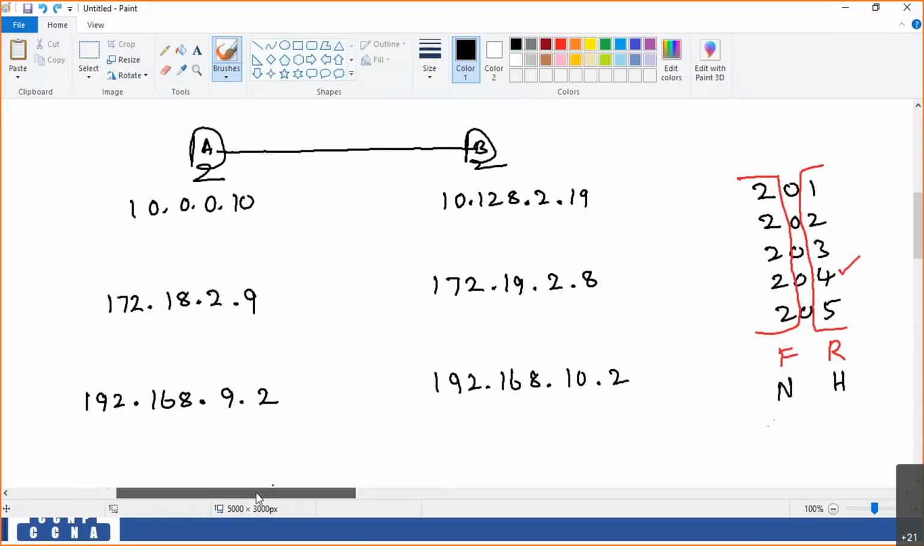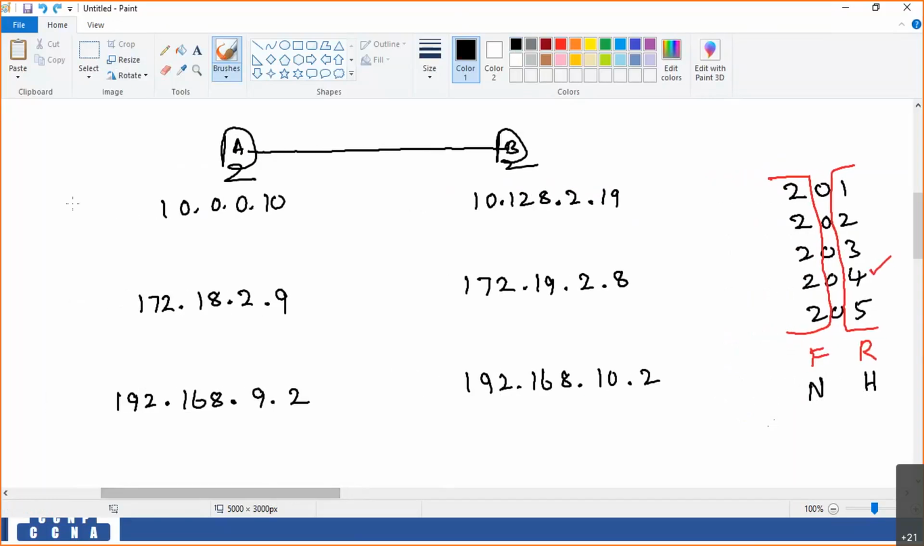Let me check. First case is which class IP address? Class A. Yeah, class A IP address is 10.0.0.0 for the first computer, I mean computer A. I have assigned this IP address. For class B, the IP address is what?